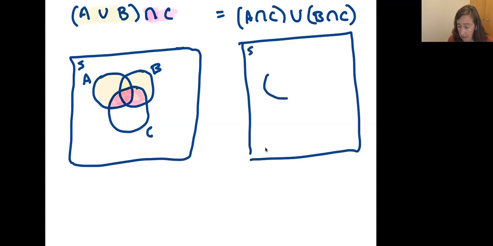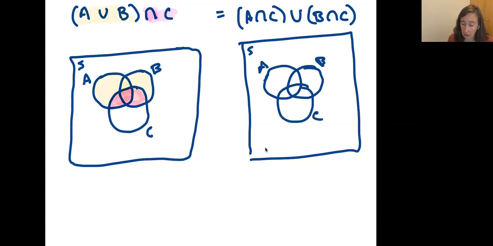Still my sample space. Still got my A, my B, my C. Here they are. Okay, so now I'm going to use gold to be A intersect C. So that's in A and in C. And I'll use blue to denote B intersect C here. And now I'm going to take the union of that. And yes, indeed, I get the same thing. Yay, just like I said. Isn't that great? All right.